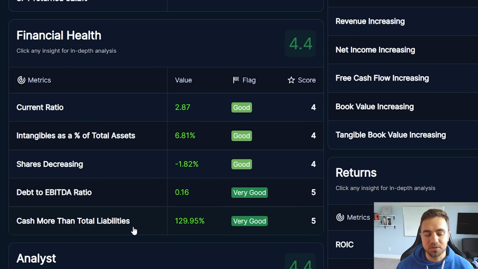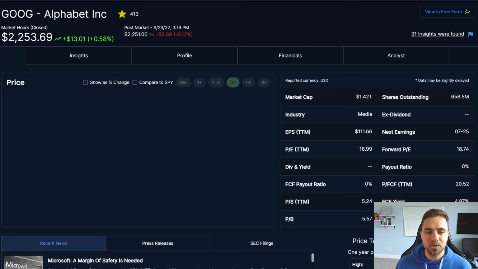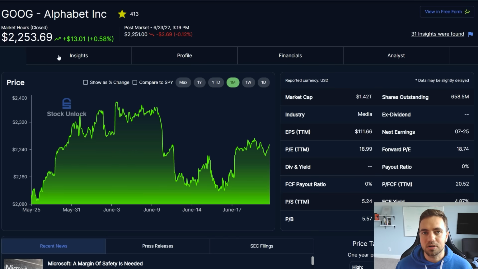and then we also report that Google has more cash than total liabilities. So by taking a look at our Stock Unlock Insights and our financial health segment, you can easily see how financially sound that business is and also get some key information on that business's financial health and its balance sheet. So this is a really quick way to see the financial health of a business, and we do that for you here on our Stock Unlock Insights.